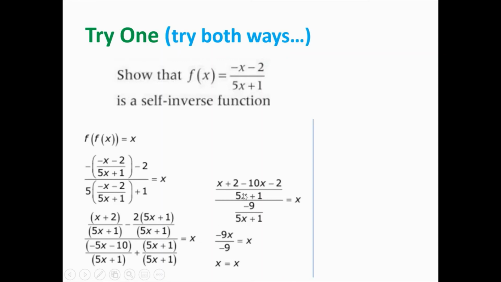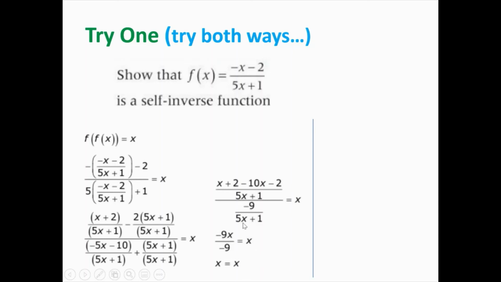And another thing you should know when you're simplifying fractions like this, where you have a fraction on top of a fraction: if they have the same denominator, as these two do, you can simply cancel that from both, and you're left with just what's on top divided by what's on top here. So those 5x plus 1 can cancel. And on the top here, all that reduces to negative x, and simplifies to x equals x.